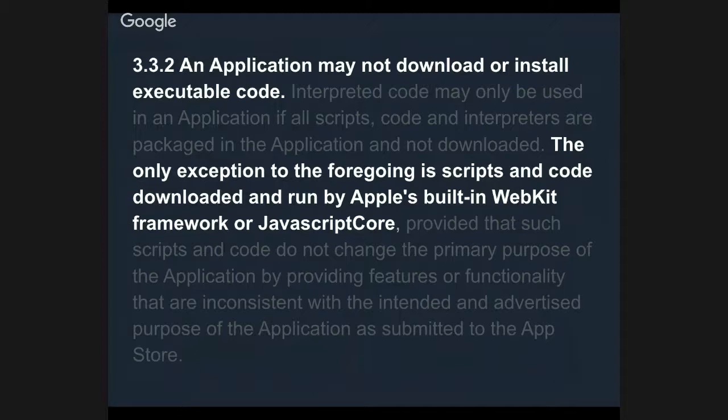There's some text grayed out at the bottom there that says, provided that script and code do not change the primary purpose of the application by providing features or functionality inconsistent with the intended and advertised purpose of the application submitted to the App Store. So I think in that case, as long as your update is just, oh, I did a bug fix, or I added this new feature or whatever, and you're not turning your Meetup app into a hookup app or something.